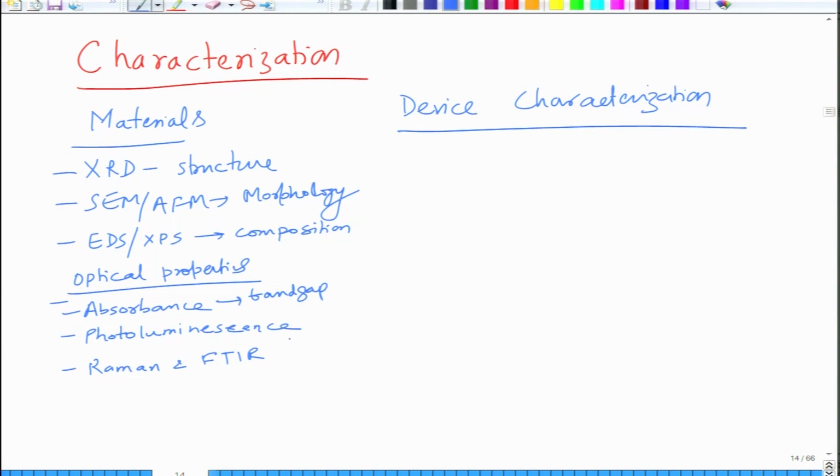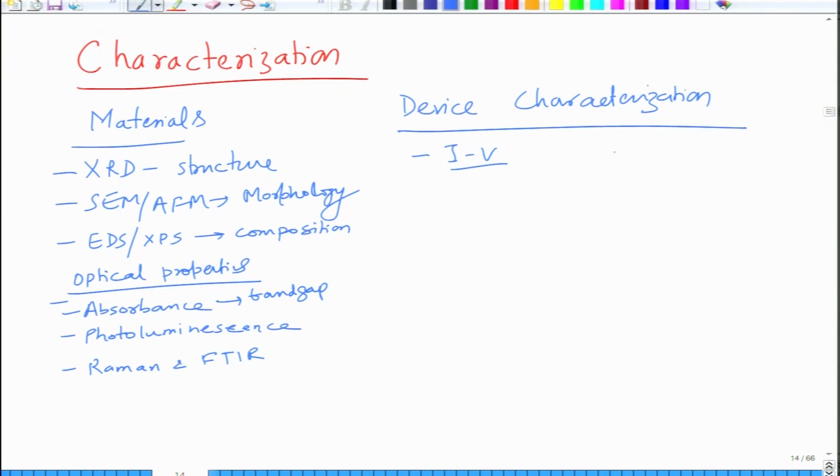And then photoluminescence measurements can also be done to look at the optical behavior: where the photons get quenched, where the photons are emitted, and what kind of light is emitted in which frequency range. That can be examined using photoluminescence, which is useful for solar cell applications. And then Raman and FTIR can be used to look at the molecular structure of materials.